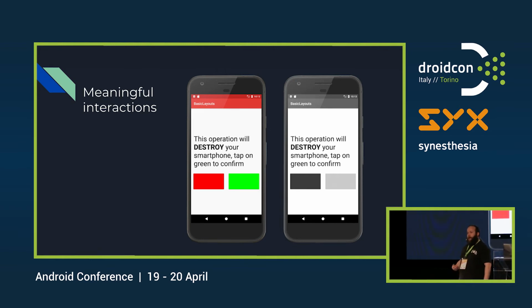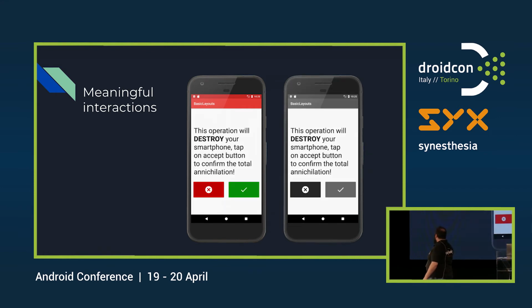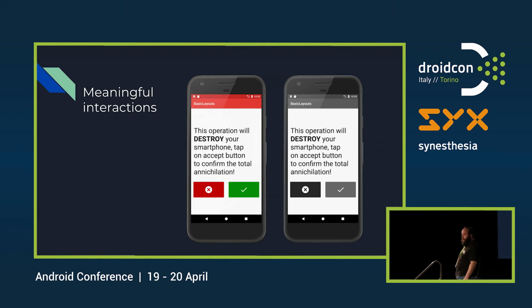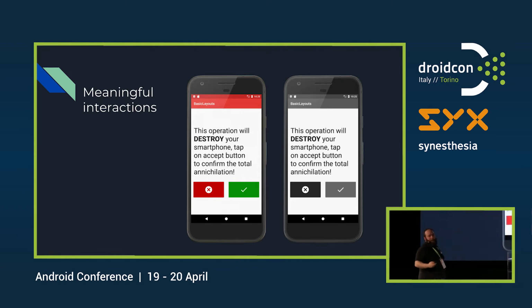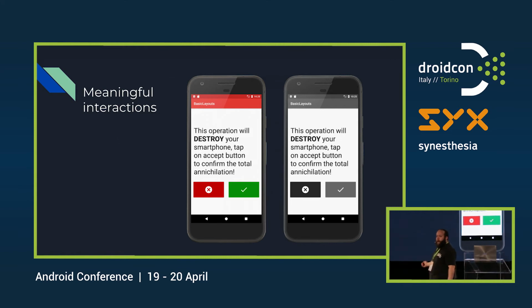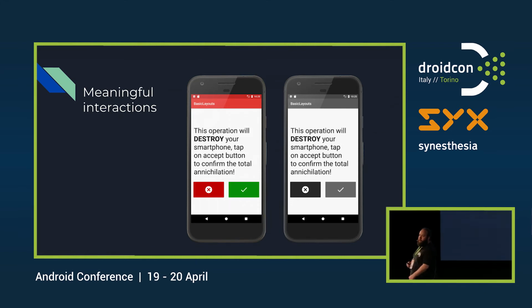We should use other visual cues, for example, an icon. Also, the text should respect this, because we can't rely on color. So: tap the accept button to continue. Everyone knows what the accept button and the cancel button are. This way, even if we remove the color information, the application is still comprehensible.